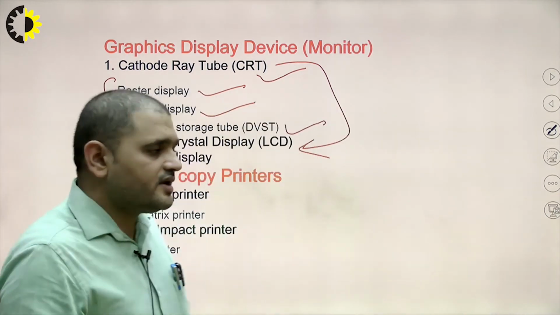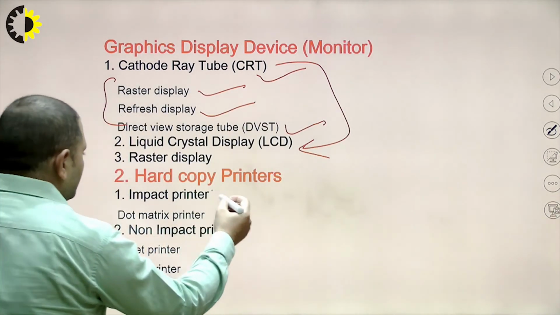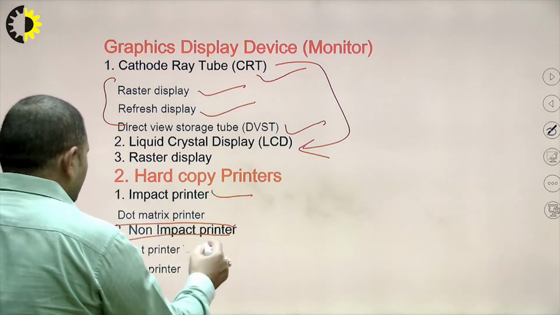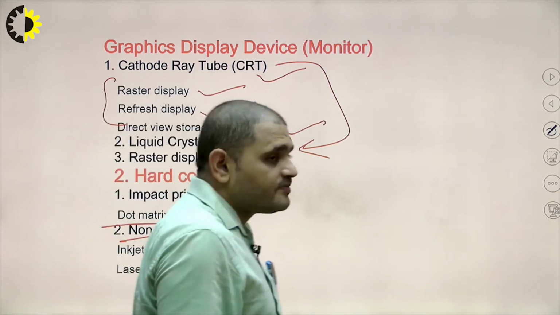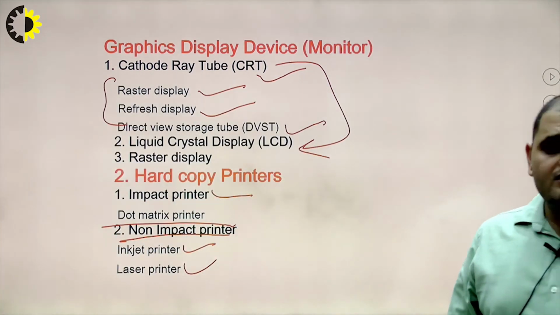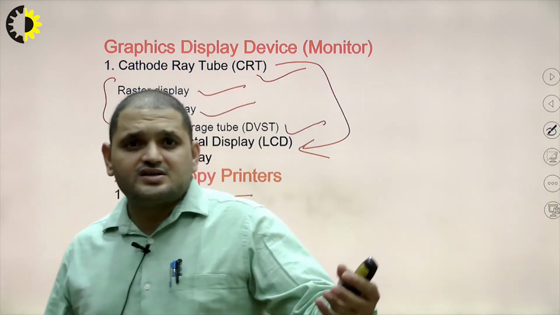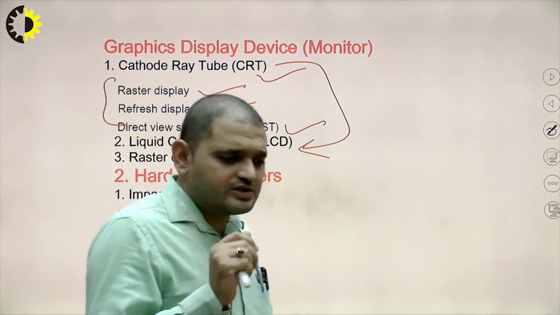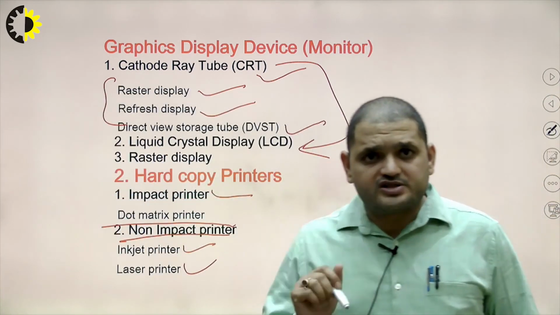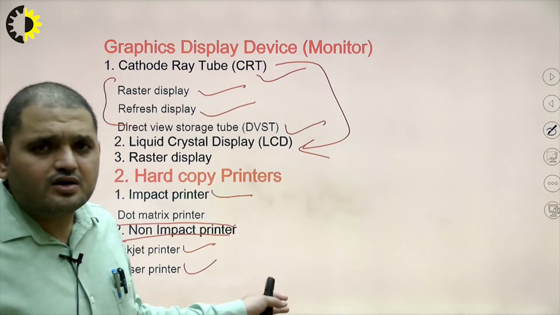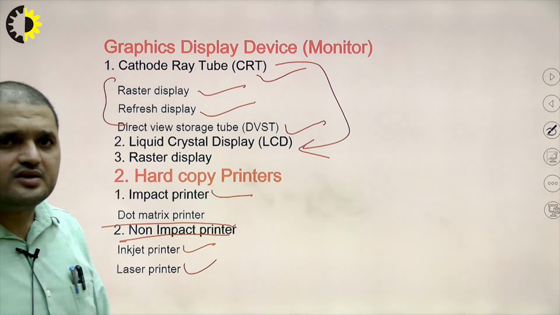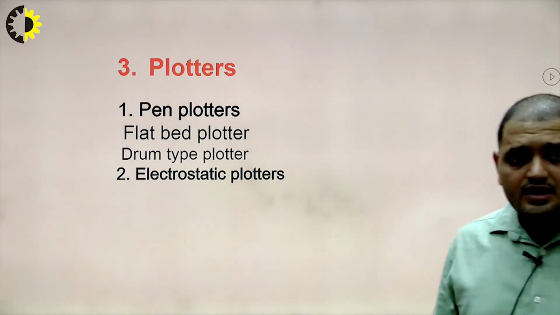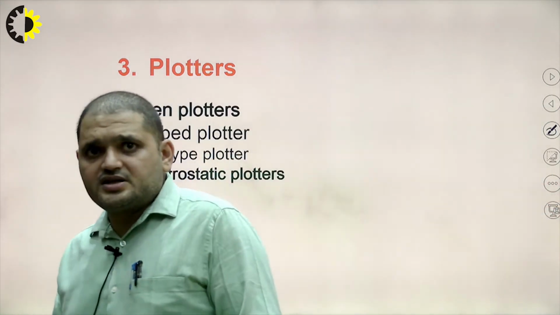Then we have hard copy printers. Hard copy printers can be impact printers, of which the dot matrix printer is an example, or non-impact printers like inkjet printers and laser printers. Okay. Impact printers you can see very commonly in post offices and so on, where impact is being made. That is a dot matrix printer. The text is written with the help of dots. Okay. And non-impact printers are very common. You can see them in college, and they might be present in your home. The inkjet printers and laser printers. Now plotters. Plotters are of two types. First is pen plotters.